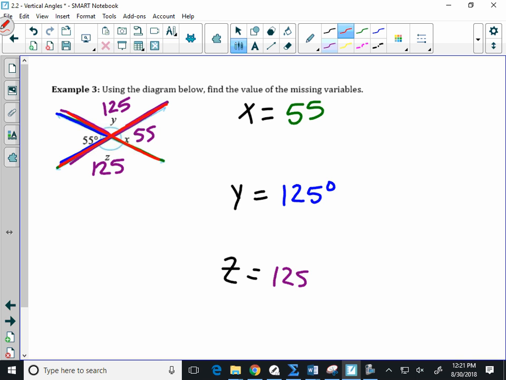So you could have also just done 180 minus 55 and not 125 if you didn't recognize that those were vertical angles. That's what I like about geometry. A lot of times there's more than one way of getting the correct answer. Sometimes you just have to look at a diagram and it's how your brain works. Okay. Questions over that?